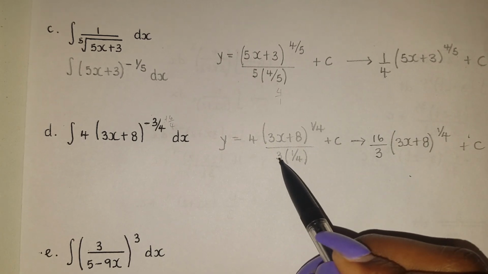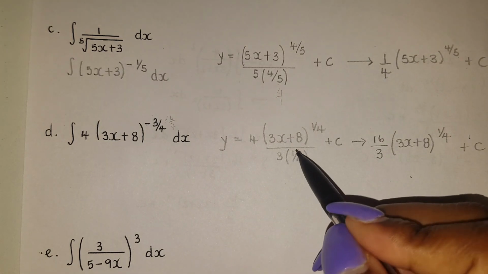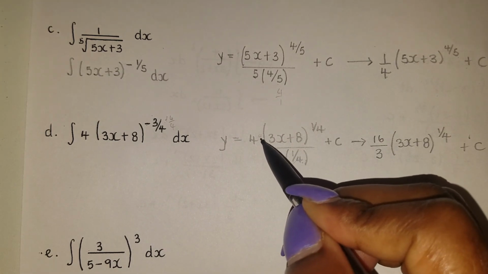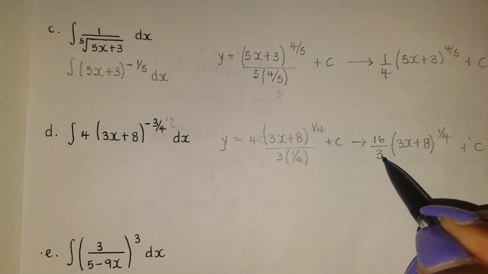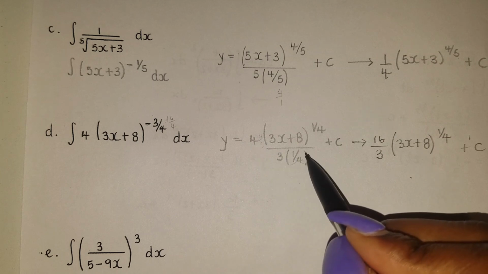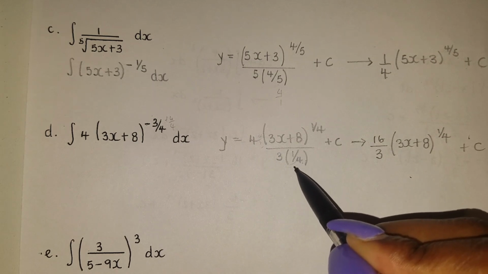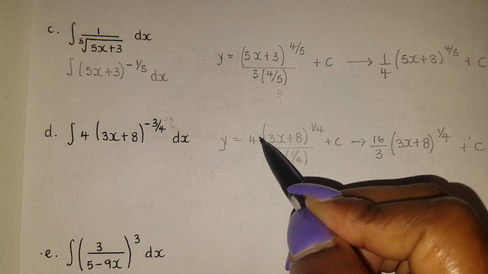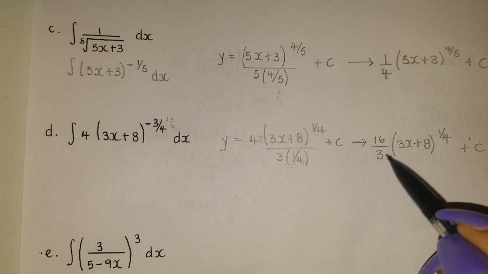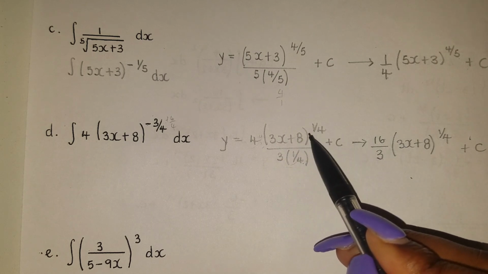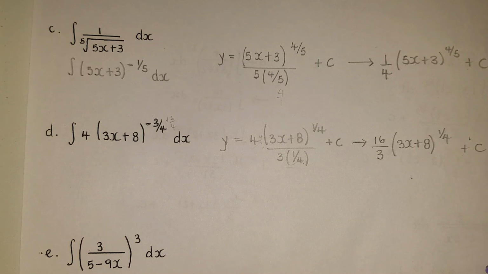So now 3 times 1 over 4 is 3 over 4, and it gets brought up as 4 over 3. So now 4 times 4 is 16 over 3. So once again, below we'll get 3 over 4, and it gets brought up as 4 over 3. Now it gets multiplied by the 4 to give us 16 over 3, and our 3x plus 8 all raised to the quarter goes back, and our plus c at the end.